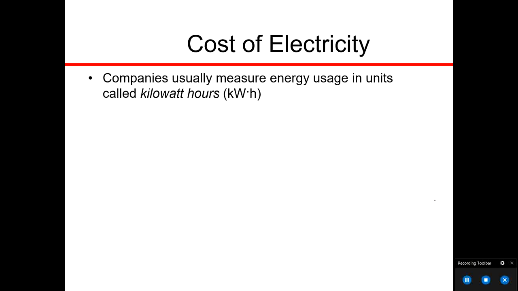Companies measure the energy usage in what we call kilowatt hours, or kW, kilowatts times an hour. A kilowatt hour is not quite a joule. It's a different measurement, but it's the same idea of units. It's a measurement of energy. So you can imagine it in joules.